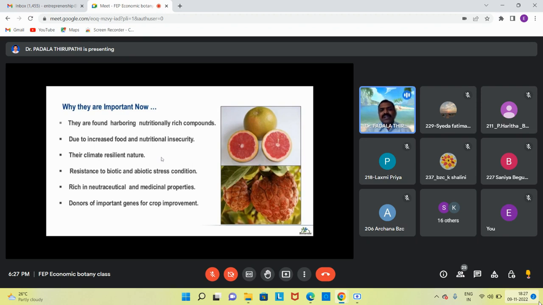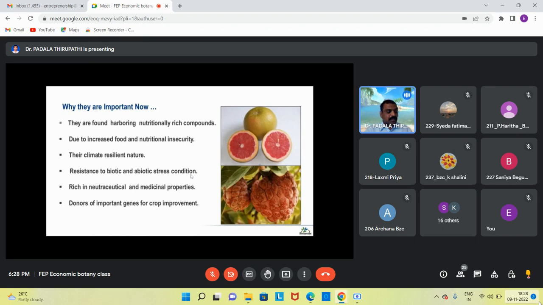We know seasonal fruits are available in the market in winter season, rainy season, or summer season. But we give priority, commercially, only to some fruits. Other fruits are still unknown to us. We do not know the value of these fruits, their nutritional value, and their resistance to biotic and abiotic stress conditions.